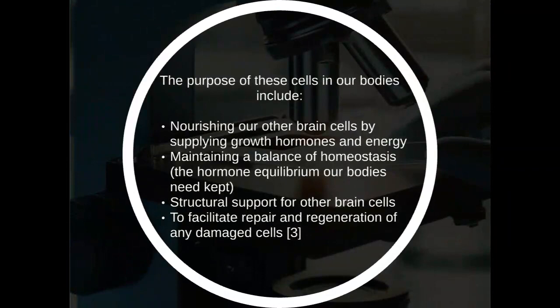And so the purpose of these cells in our bodies is nourishing other brain cells, our neurons, by giving them growth hormones and energy. We want to maintain that really specific balance of homeostasis, which, as you'll see in the definition section, is a combination of different systems working together with different feedback loops to make sure that we are stable. It's basically the stability of our hormones in our body. And of course, for structural support and to facilitate repair and regeneration of any damaged cells.